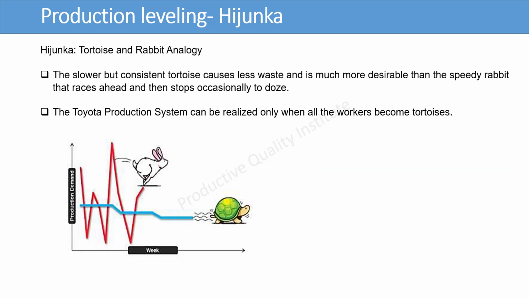Heijunka, tortoise, and rabbit analogy. The slower but consistent tortoise causes less waste and is much more desirable than the speedy rabbit that races ahead and then stops occasionally to doze. The Toyota Production System can be realized only when all the workers become tortoises.